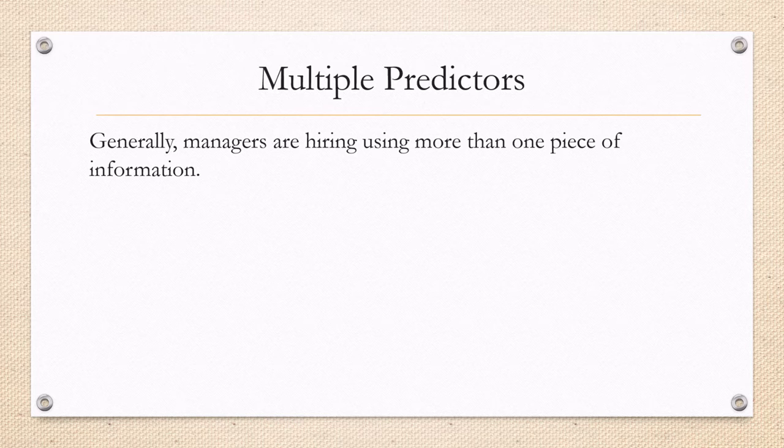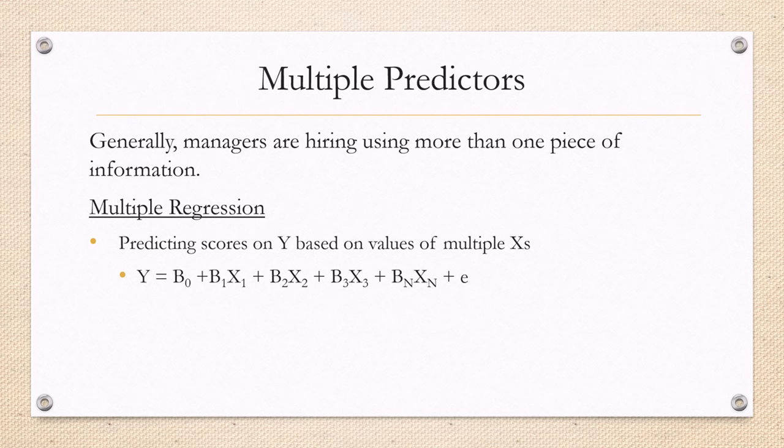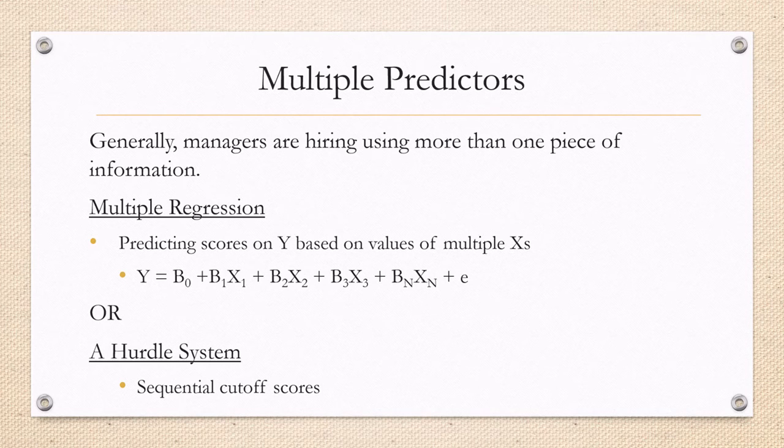So generally, managers are hiring using more than one piece of information. And we can do this either by using the multiple predictors or the hurdle system that we just discussed, sequential cutoffs of scores. Now, often, many selection systems will use a combination of hurdles and multiple regression.